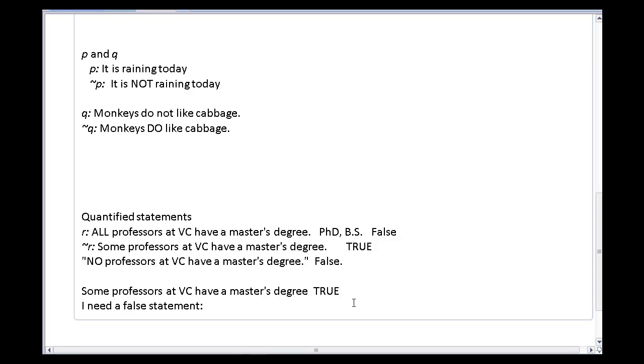So the way I would do that, to make sure, because if I say some professors at VC have a master's degree and start out there, if everyone at VC has a master's degree, that statement is true. Some do. That some happens to be all. So my negation can't be all professors have a master's degree. Instead, if I want to make the statement after I know that some professors do have a master's degree, to make this negation up, I'd have to say no professors at VC have a master's degree. We know this to be false.